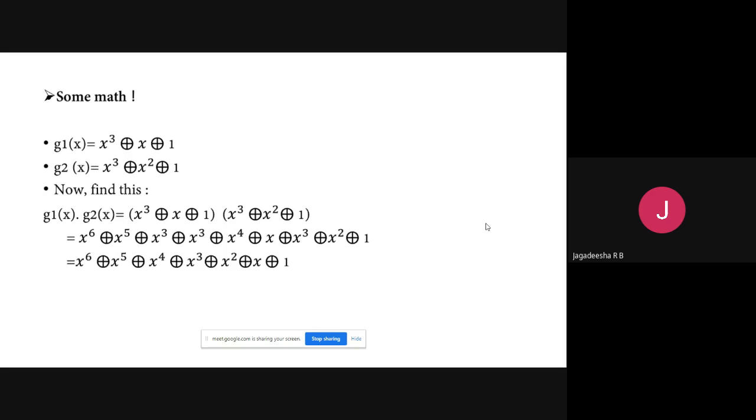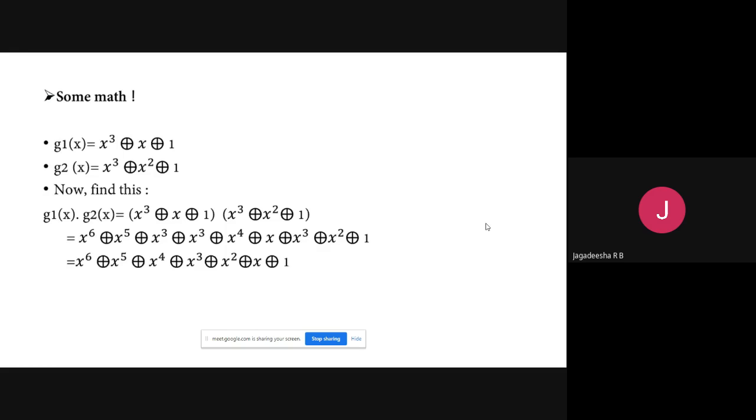Okay, so first x3 multiply x3, that is x power 6. Next, x3 multiply x2, x power 5. Next, x3 multiply 1, that is x3, plus x multiply by x3, that is x power 4. X multiply x square, that is x cube. X multiply 1 is x. Finally, 1 multiply x3 plus 1 multiply x2 plus 1 multiply 1. And then you add up everything.